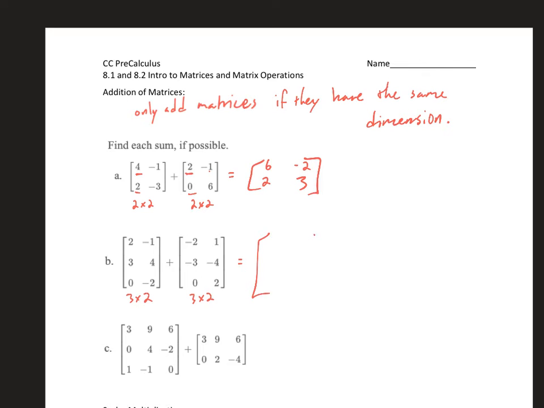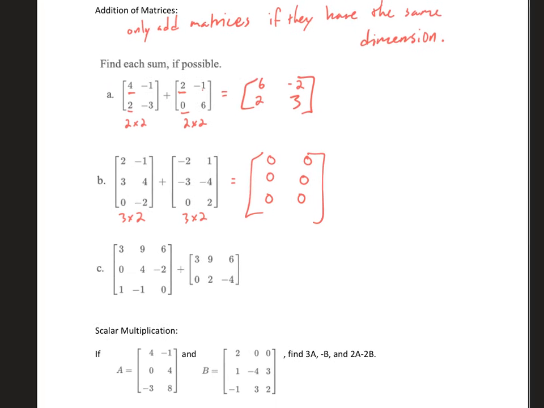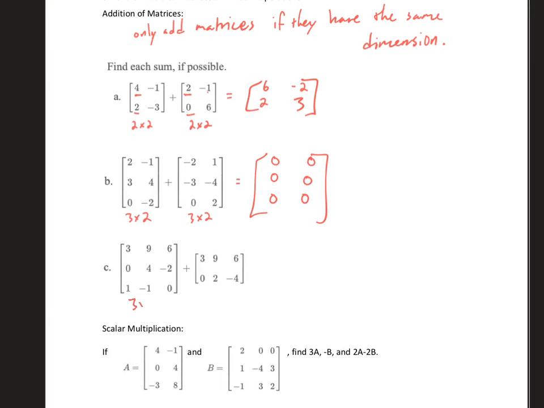Part B, we've got 3 rows, 2 columns, and 3 rows, 2 columns, so we can add these together as well. We get 0, 0, 0, 0, 0, 0. That wasn't very exciting. And part C, we've got a 3 by 3 and a 2 rows, 3 columns. So for this guy, there is no solution. We cannot add matrices that are different dimensions.